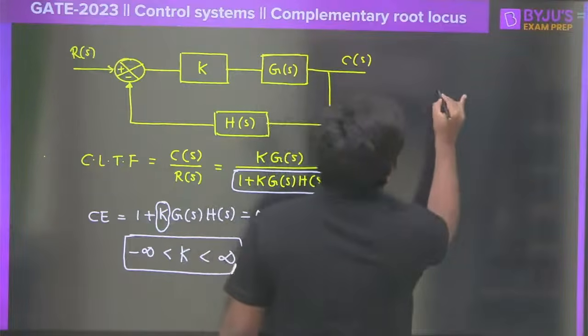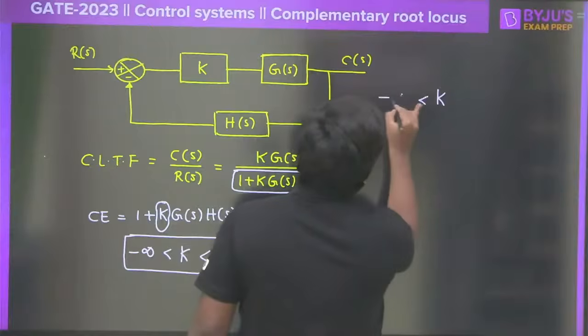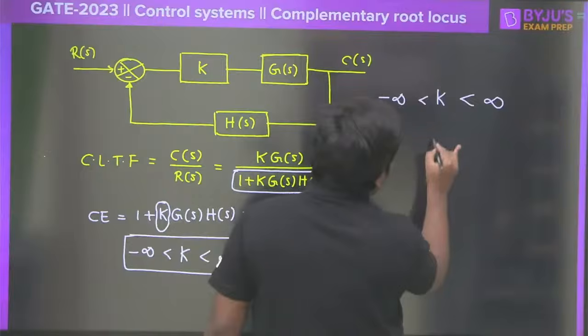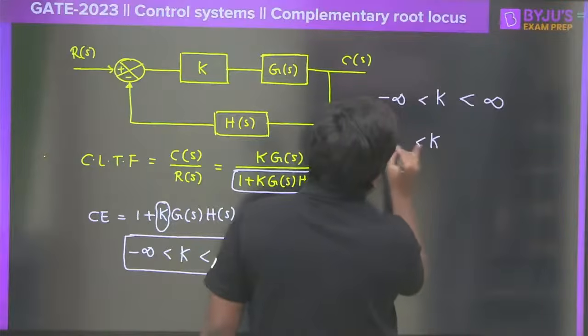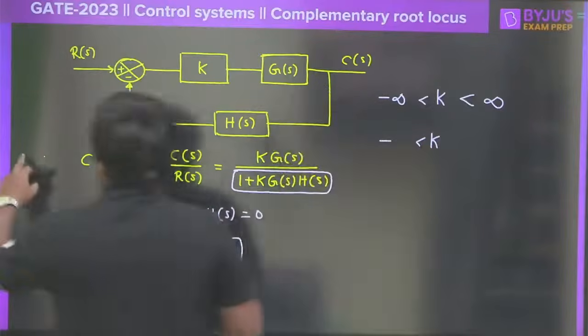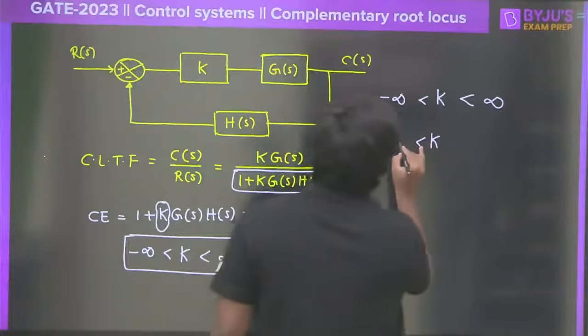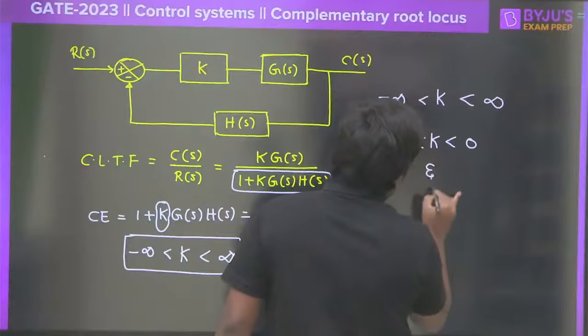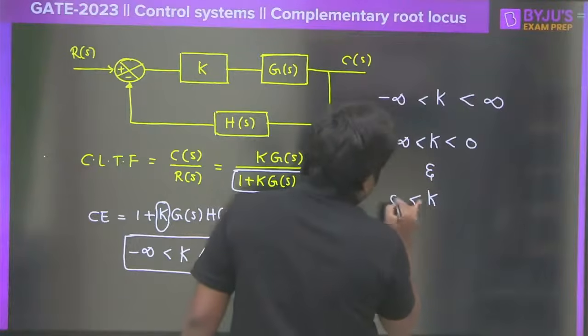So ideally the K can vary from minus infinity to infinity, right? So that is the mathematical way. Now I will write it in this way. Please see here, K can take any value. Suppose let us take it like this: minus infinity to 0, one section, and in addition to that, let me take K from 0 to infinity.